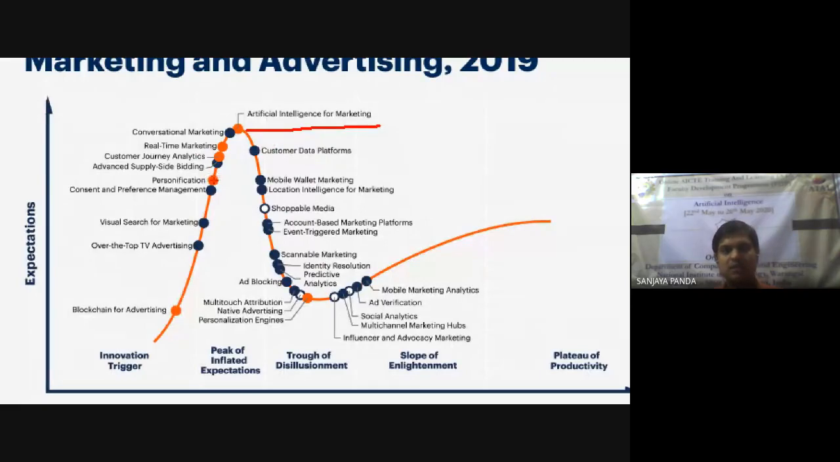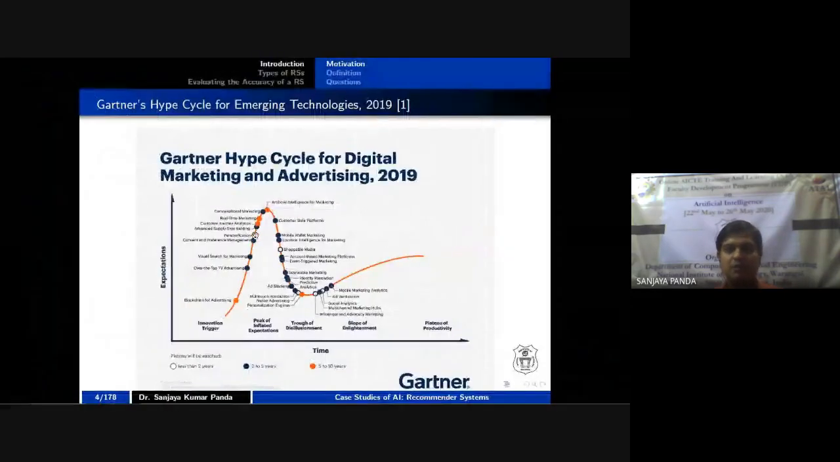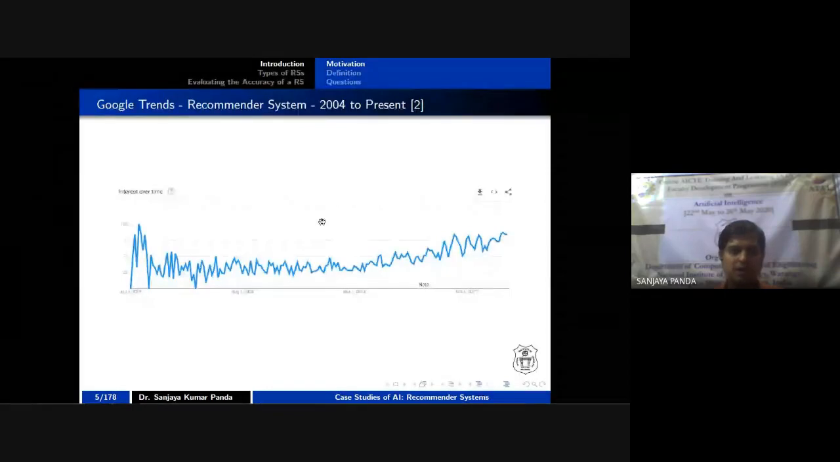So this graph is a little bit different from the previous one. The previous one is for the research community, R&D, but this is only for marketing and advertising. Now come to the recommendation system.